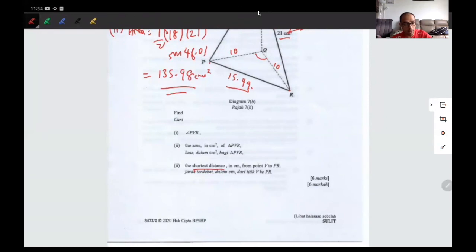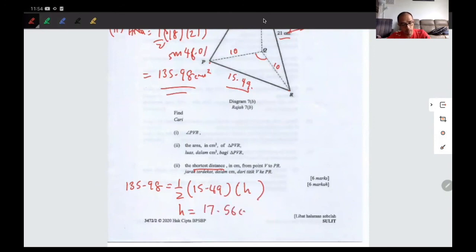So therefore, 135.98 equals to 1/2. What is the base? 15.49 times the height. That's basically what we want. And then what we will get is the height equals to 17.56 cm. Okay, and that's our final answer.